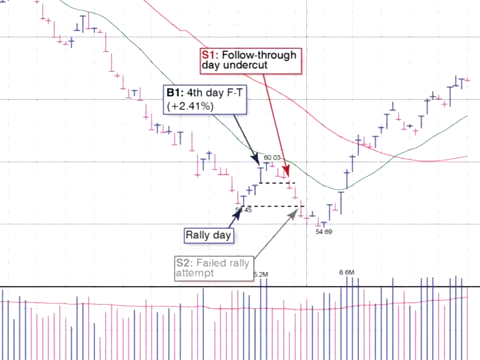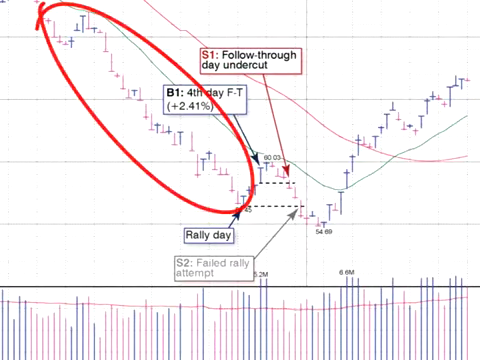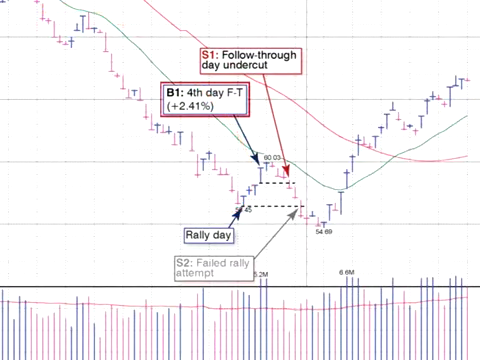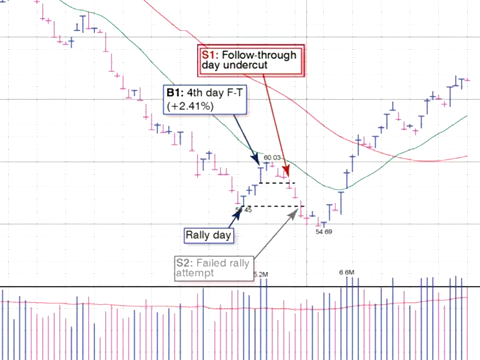So then you come down. There's no follow-through attempts in here. We get another one over here, B1, and then our S1, because we closed below that low. And then over here in S2, we were out of the market, but that was our line in the sand, and we're starting fresh again.